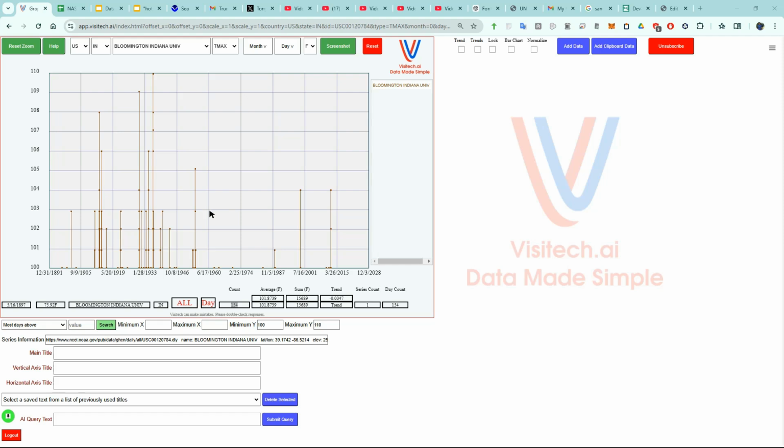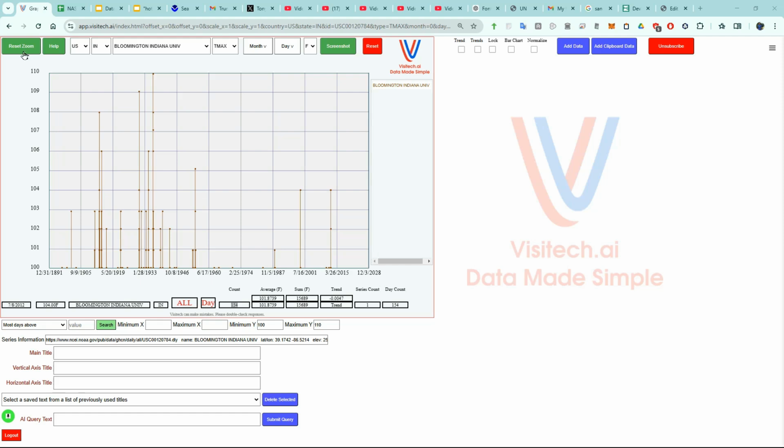We can also see that most of those 100 degree days occurred before 1960, and that the hottest day in Bloomington was July 14, 1936, when they reached 110 degrees. The last 100 degree day in Bloomington was July 8, 2012, when they reached 104 degrees.